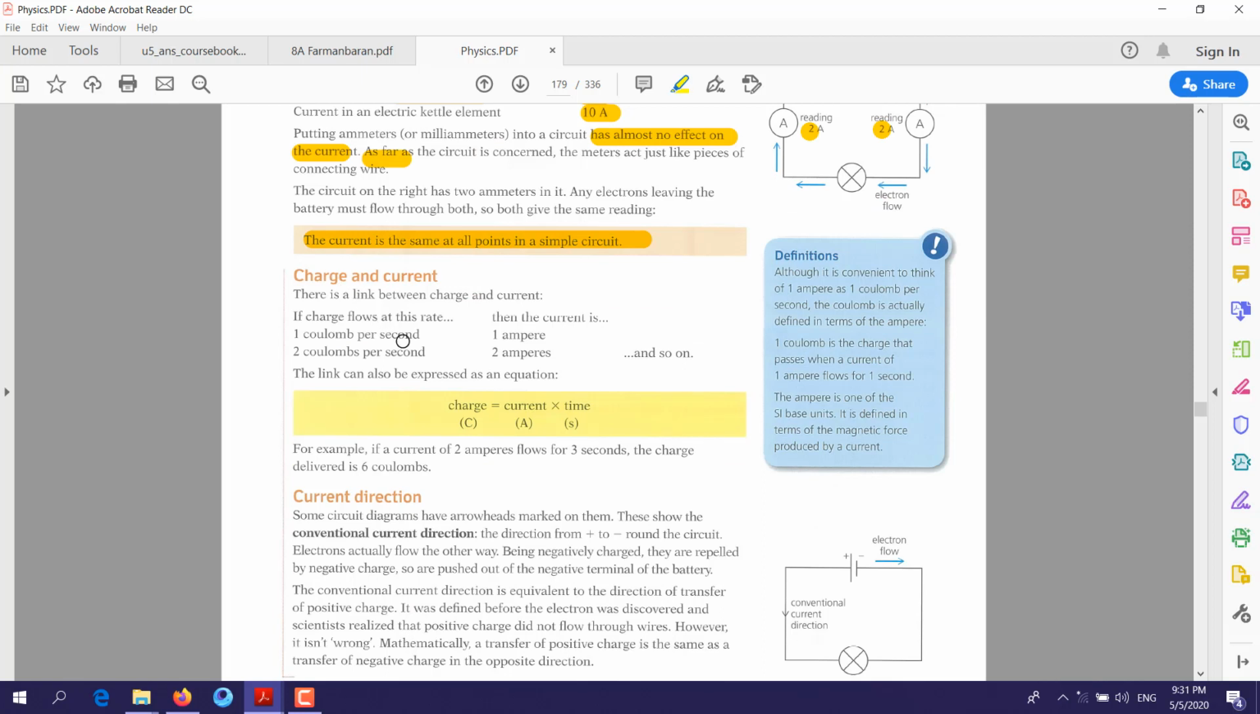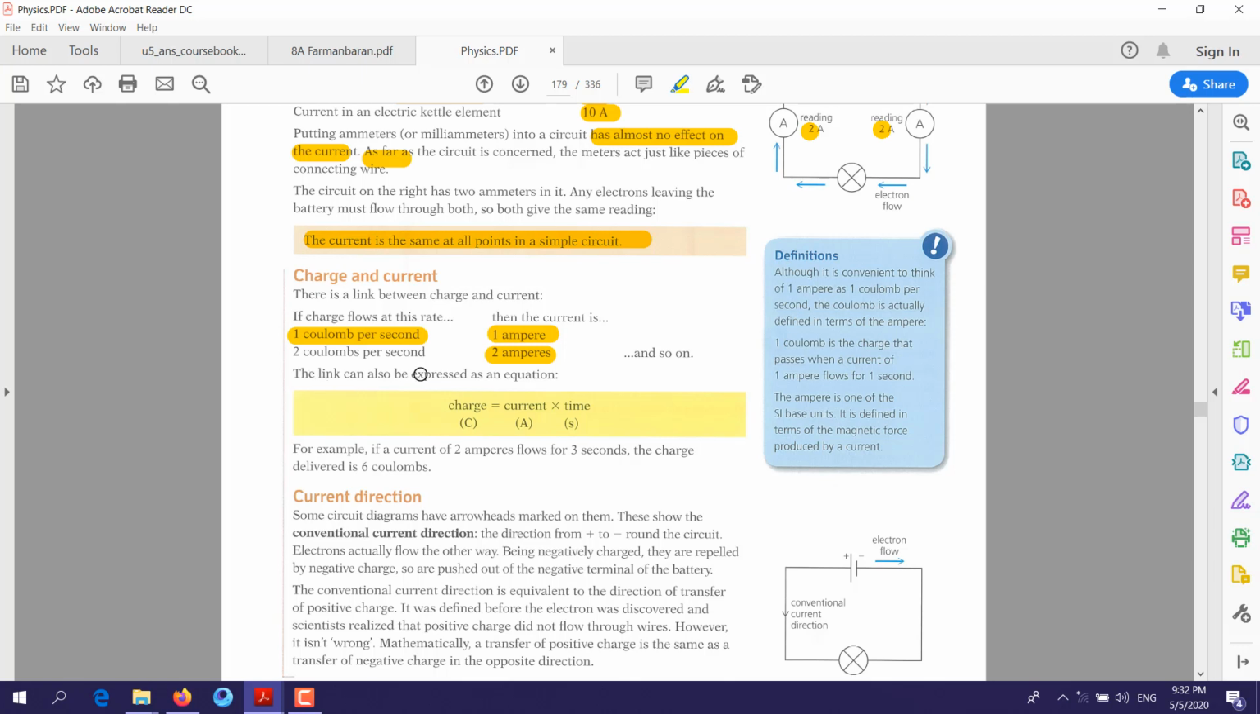Charge and current. Now we talked about charge and also we talked about current. There is a connection, there is a link between charge and current. What is this link? If a charge flows at this rate, then the current is this much. For example, 1 coulomb per second is equal to 1 ampere. 2 coulombs per second, then the current will be 2 amperes, and so on. 3 coulombs per second means the current will be 3 amperes. 4 coulombs per second means the current will be 4 amperes, and so on.